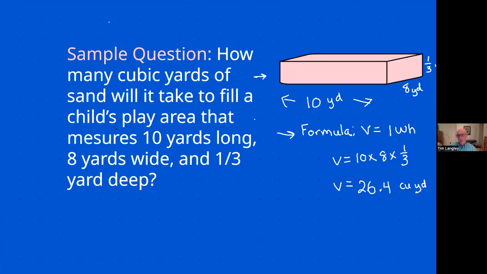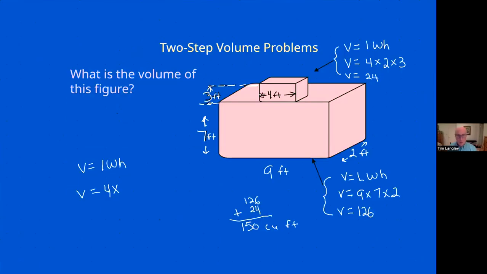However, I want to go back to the number 1/3 there. Some might be wondering how to punch that into a calculator. You can just go 0.33, so 0.33 is the same as 1/3. All right, let's move on to our next slide and talk about two-step volume problems. You've got some in the next couple of pages of your textbook that I want you to take on.